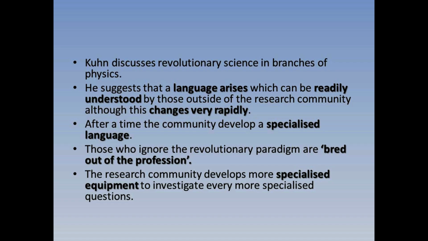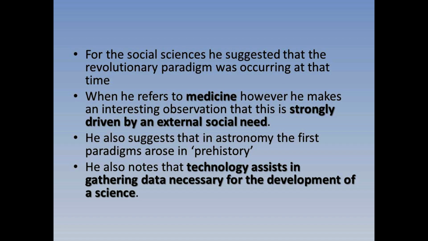Kuhn discusses revolutionary science in branches of physics. He says that immediately after the revolution, the science language can be understood by those outside the community, but it quickly becomes specialised, and those that ignore it within the community are bred out of the profession. The community develops specialised equipment to investigate the central paradigm. Kuhn suggested that the social sciences at that time were undergoing a revolutionary paradigm shift, that medicine was driven by a strong external social need, that technology assisted in the development of science, and that astronomy arose in prehistory.